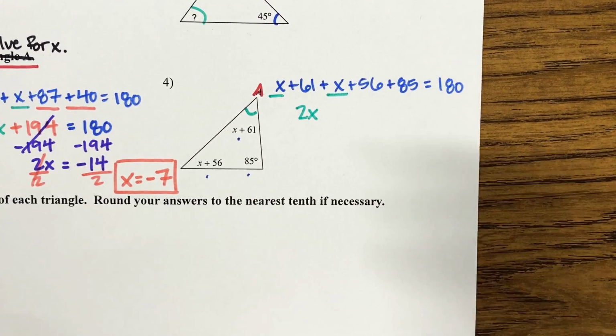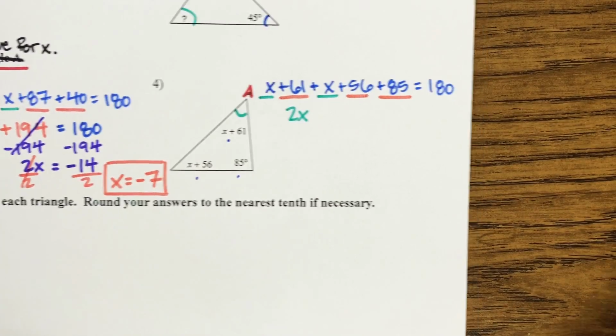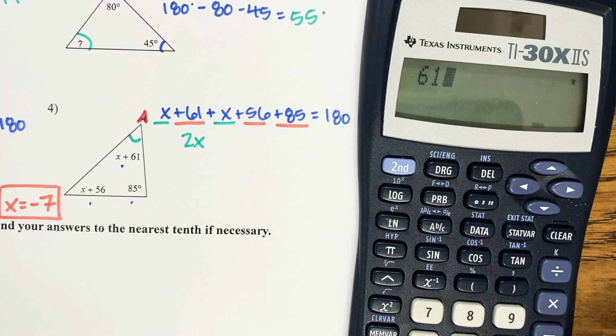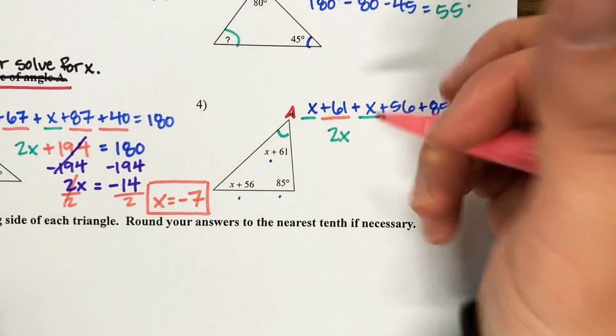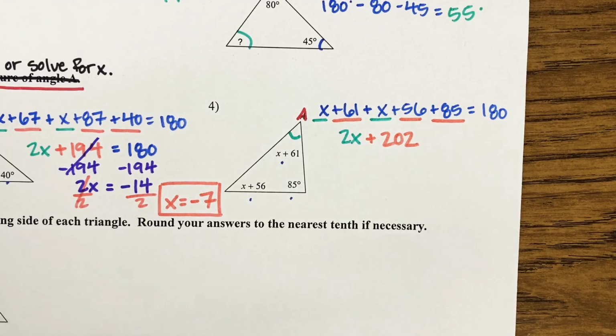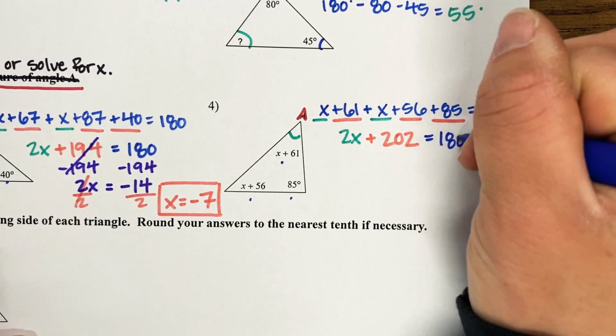Okay, I see a few numbers that I can add together. 61 plus 56 plus 85. Okay, we can do that in our calculator. 61 plus 56 plus 85. And that's going to give me plus 202. Okay, and we know that on the other side, it still equals 180.